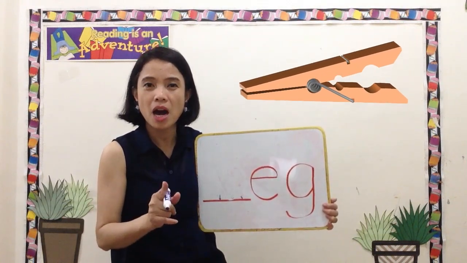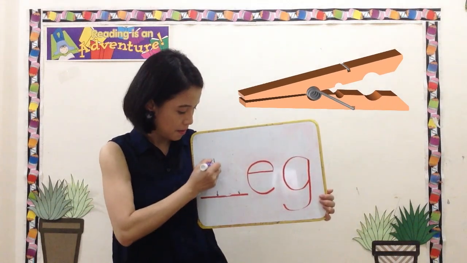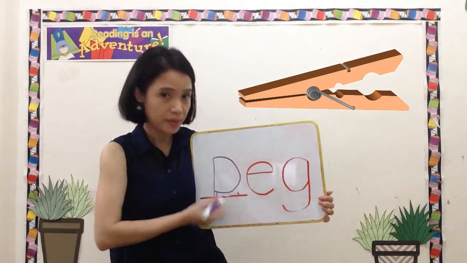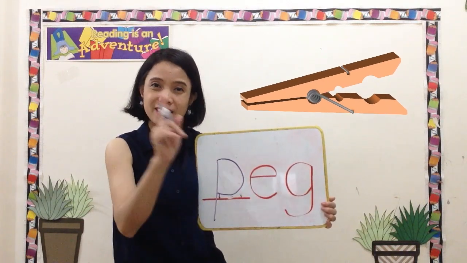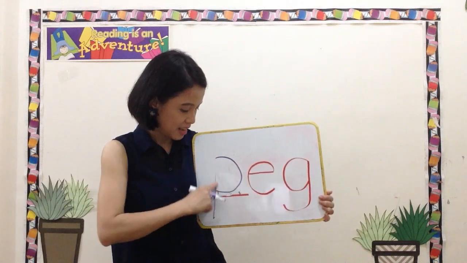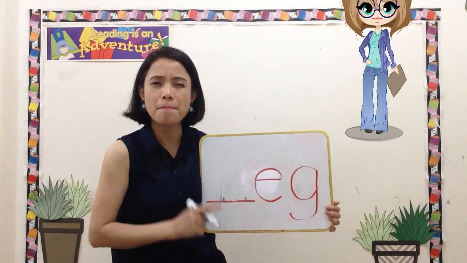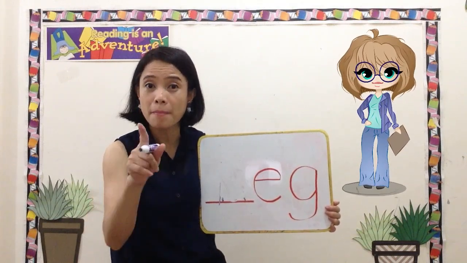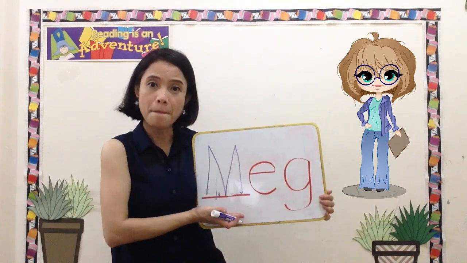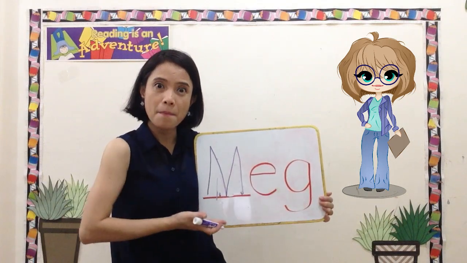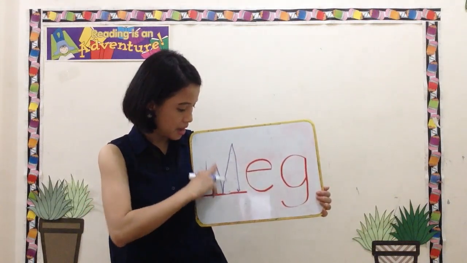Beg. P. That is letter P. P. Egg. Peg. And the last one is Meg. That is letter M. Egg. Meg. Got it right. Meg.